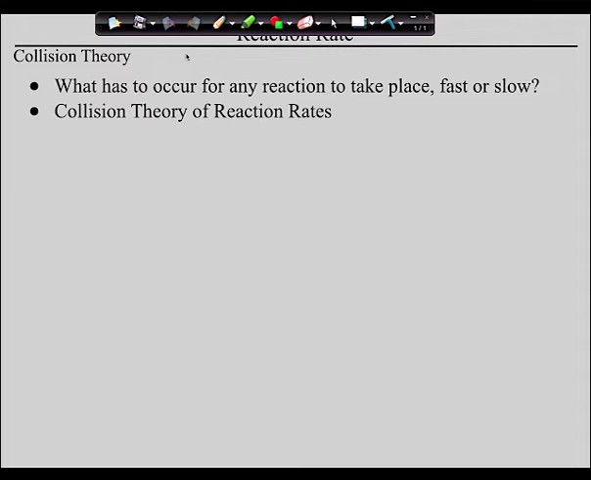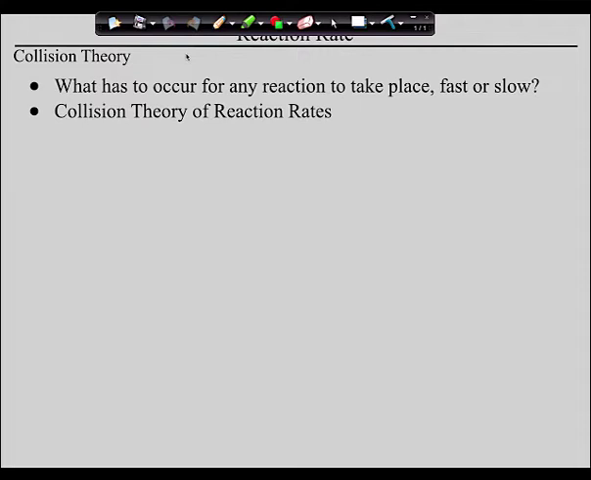This is where you need to start taking notes again, guys. This is bottom line. What has to happen for a reaction to take place, whether that reaction is going fast or whether that reaction is going slow? And guys, the answer is simply this. It's called the collision theory of reaction rates.